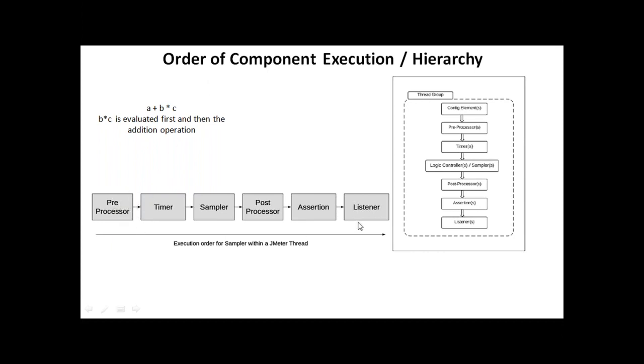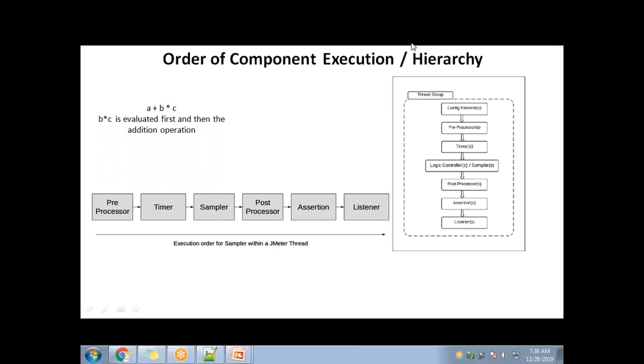So there are different kinds of components like preprocessors, timers, samplers or controllers, post-processors, assertions and listeners. There is an order in which JMeter will execute these components. You see the execution order for sampler within the JMeter thread. This is the order in which JMeter will execute, and it is very important for you to understand this order of component execution.